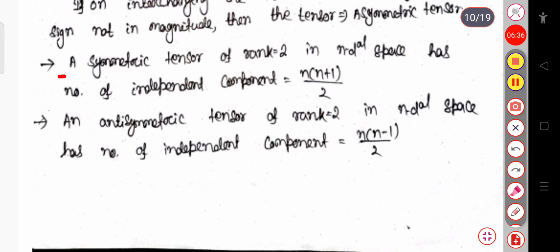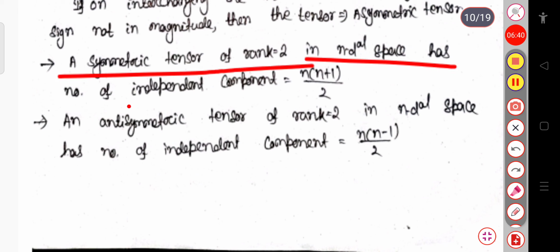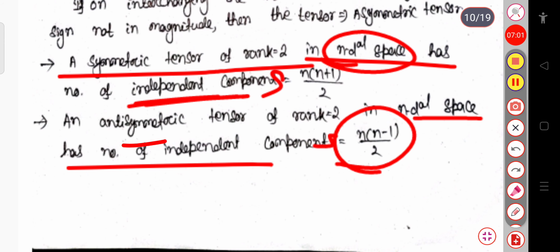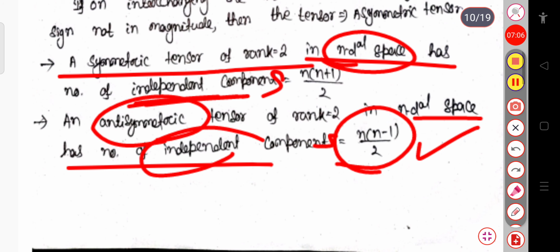A symmetric tensor of rank 2 in n-dimensional space has the number of independent components equal to n into n plus 1 by 2, where n is the dimension. Okay, and similarly for the antisymmetric tensor of rank 2 in n-dimensional space, the number of independent components will be equal to n into n minus 1 by 2. For the antisymmetric, the independent components will be n into n minus 1 by 2, and for the symmetric tensor this will be n into n plus 1 by 2.